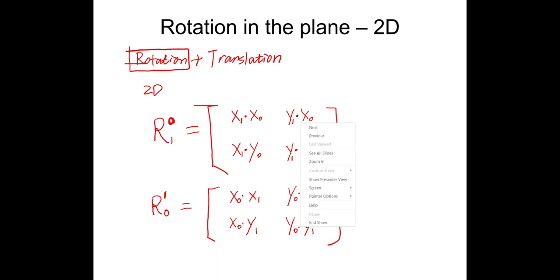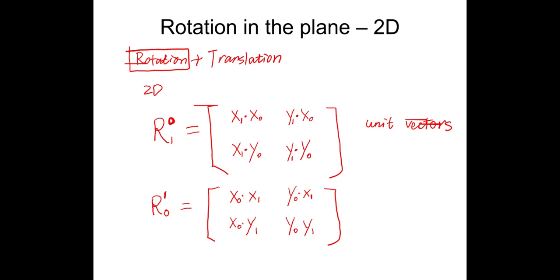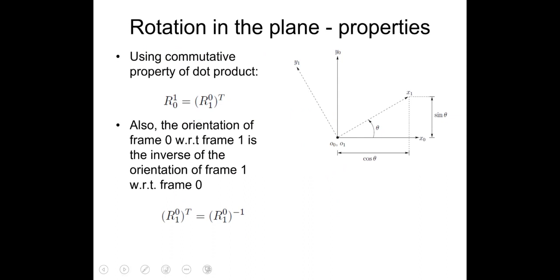Previously, in the last lecture, we covered the concepts of dot product, projection, and unit vectors. Again, all of these x0, y0, x1, y1 are unit vectors. So far we have talked about the concepts for all these vectors and these rotation matrices. So let's continue with the calculation.